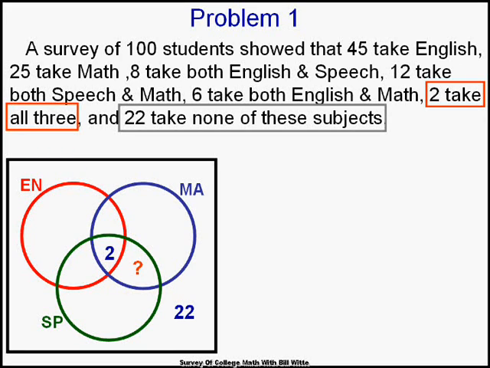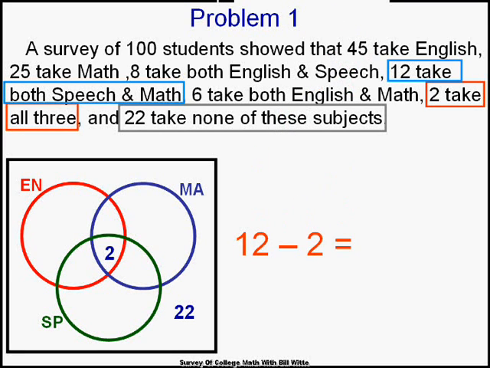How about this number here? Well, they don't give me exactly that number. That's kind of speech and math, but not English. Wait a minute. 12 take both speech and math. Now, that 2's involved there, so if I subtract the 2, that must be 10. Get the idea? There's going to be some subtraction involved here also.